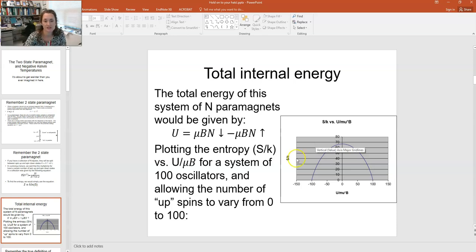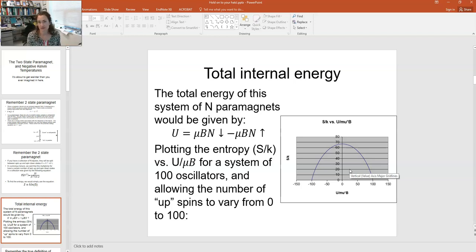Okay, plotting S over k versus U over mu B for a system of 100 oscillators. And then I just allowed the number of up spins to vary from 0 to 100. Okay? So, looking at this plot, I think it's relatively straightforward to understand what's going on with the entropy and the internal energy.